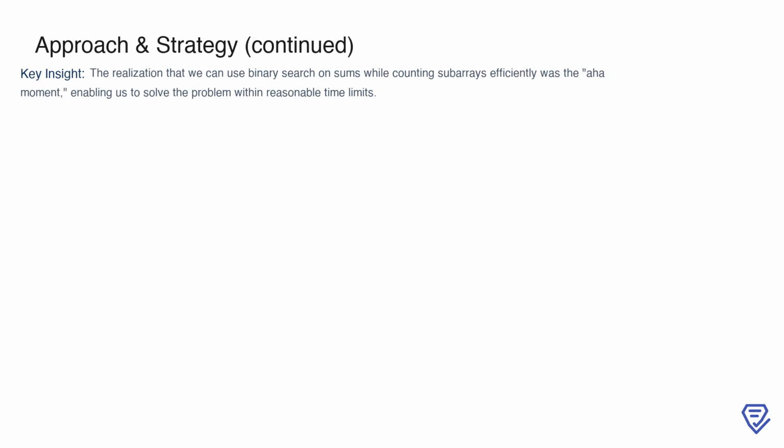The pivotal realization that made this solution possible was recognizing that we could use binary search directly on the range of subarray sums while efficiently counting subarrays using a sliding window technique. This insight allowed us to bypass the need for generating all subarrays and solve the problem within reasonable time limits. By reframing the problem and combining these techniques, we were able to deliver a solution that is both computationally efficient and robust, even for large input sizes. This aha moment was crucial for achieving the desired balance between performance and clarity in the approach.